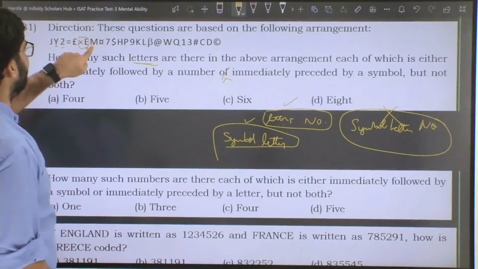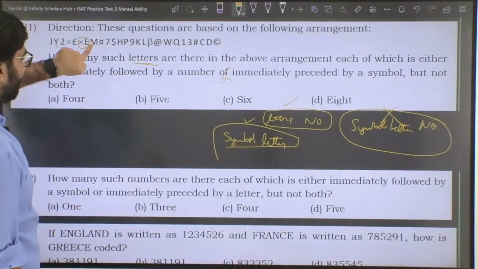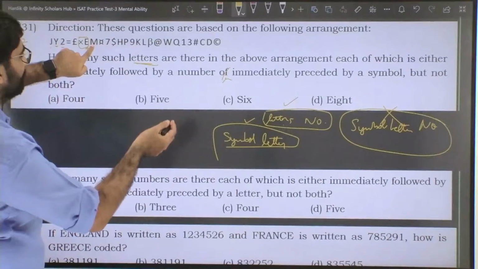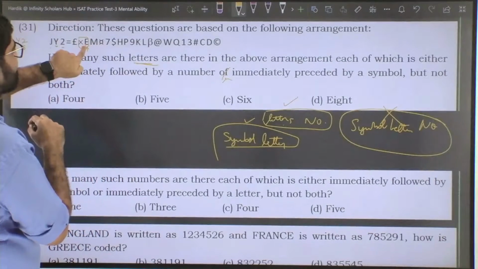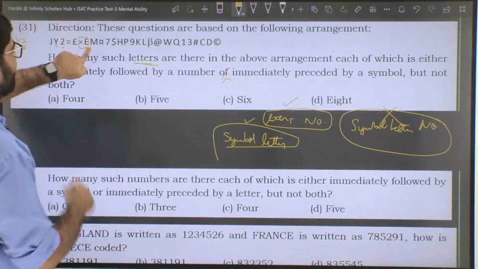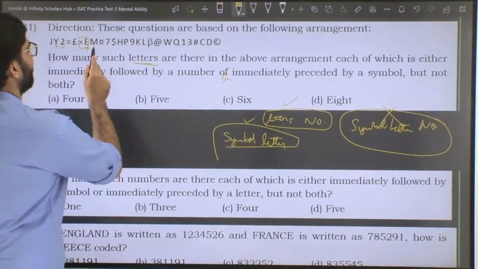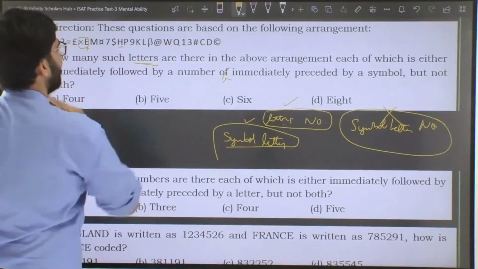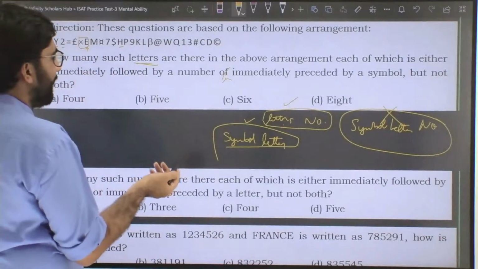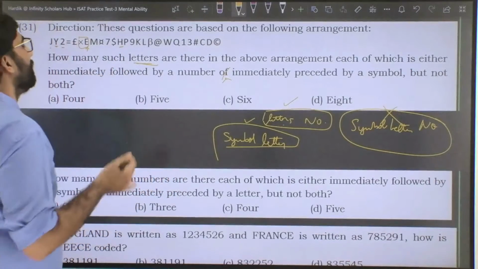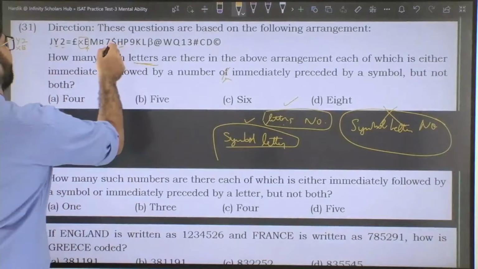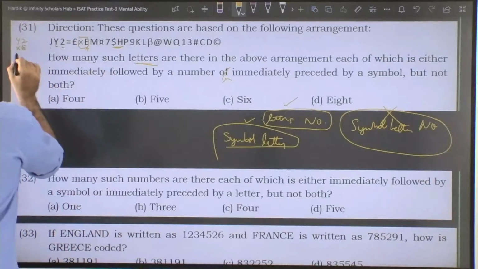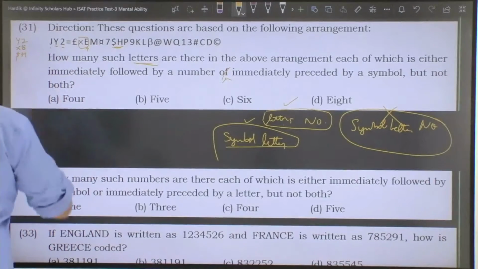Then you have the alphabet M. After M, there should be a number, but no, a number is not there. And before M, there should be a symbol, but no, the E is an alphabet. So we'll move on to the next one. Next, we have H. After H, you should have a number, but there is no number. And before that, you should have a symbol. Yes, you have that over here. So again, this pair, dollar sign and H, is one more pair.